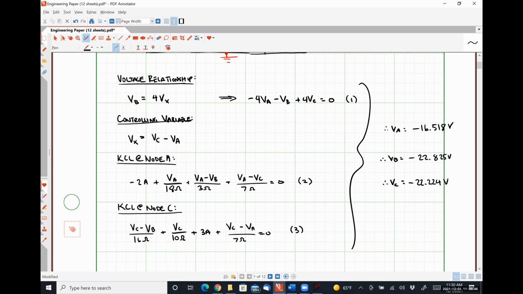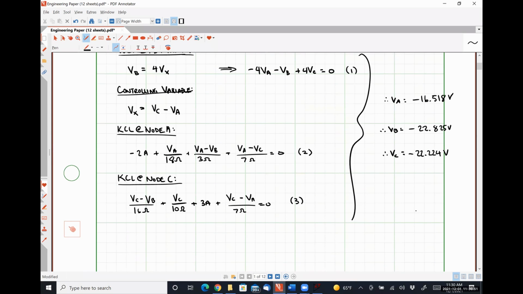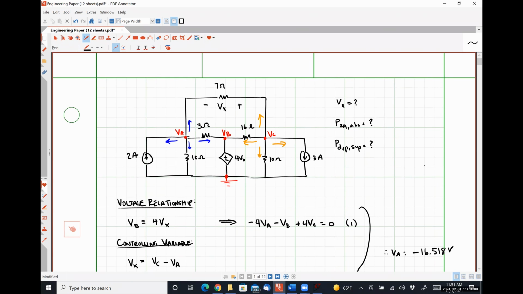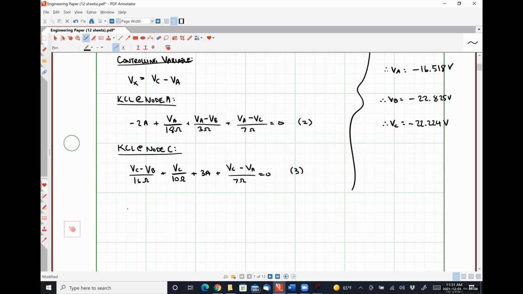So now that we know what those nodal voltages VA, VB, and VC are, we can pretty easily, well, I say pretty easily, my hope was that it was supposed to be pretty easy to figure out these three quantities up here that we need. So for instance, Vx, we already know to be simply VC minus VA because we had to use that to solve this guy, right? So since Vx is VC minus VA, if we do that simple operation, we're going to get negative 5.706 volts.